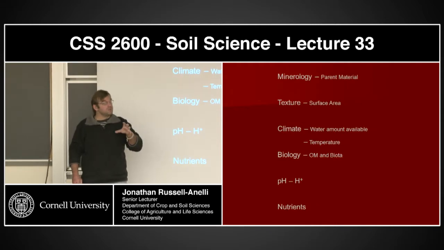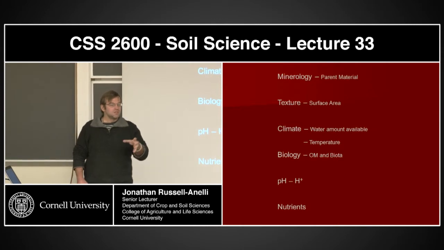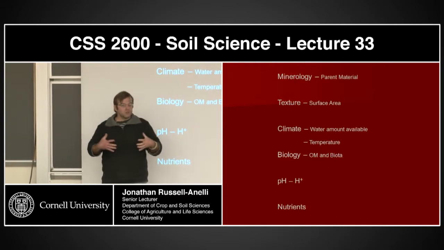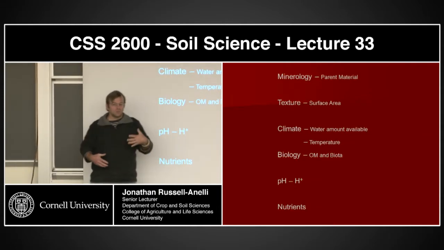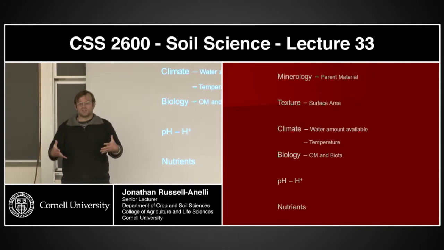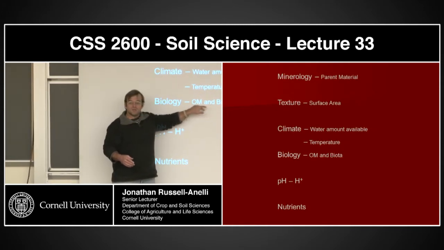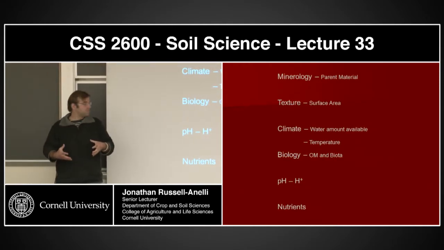The climate is going to control, specifically for nutrient processes controlled by biological systems, the amount of water, and the temperature is going to control the distribution and activity of organisms. Water and temperature also have to do with the chemical reactions, with or without biological mediation. Biology, obviously related to climate, but the type of organic matter in the biota and what's going on there is also going to affect how these nutrients move through the system.